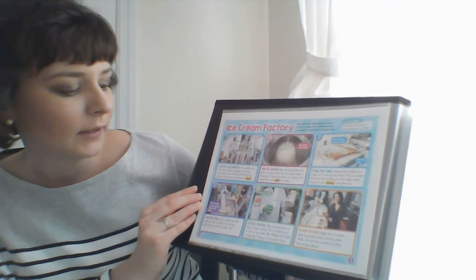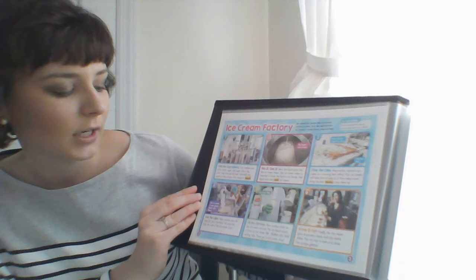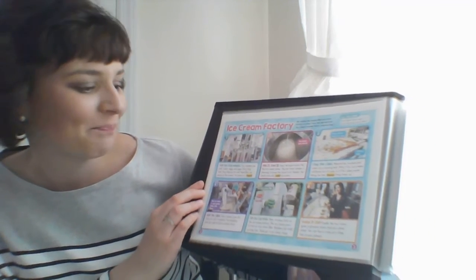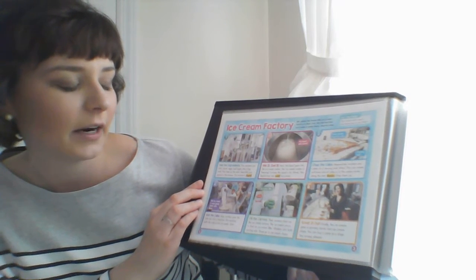Step 4. Add the cake. Now workers pour the cake bits into a machine. The machine adds the cake into the ice cream. Yum!